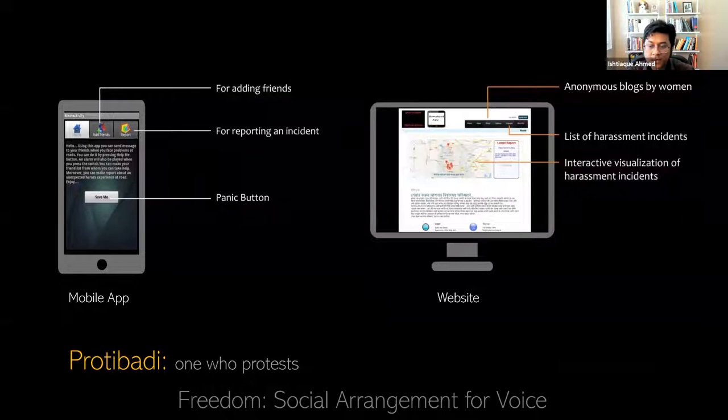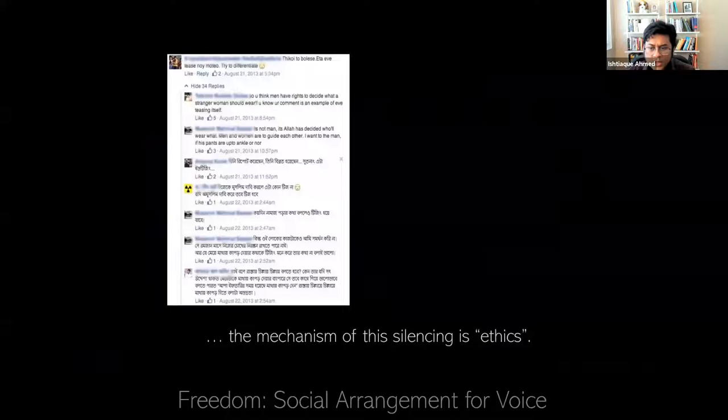We call this system Protibadi, a Bangla word that means one who protests. We launched this system publicly in 2013. Soon after the launching, we started to get thousands of reports each day where women anonymously reported various kinds of harassment, from inappropriate touch to catcall, and from verbal abuse to serious forms of physical torture. This project was highlighted in many national and international news media outlets, including the BBC and the New Scientist.